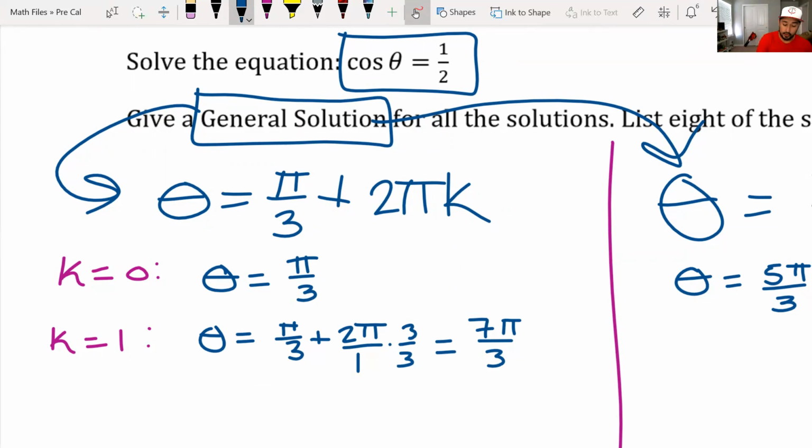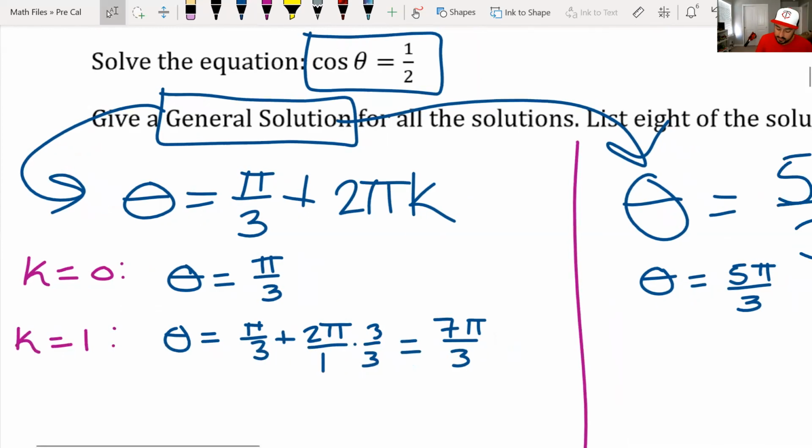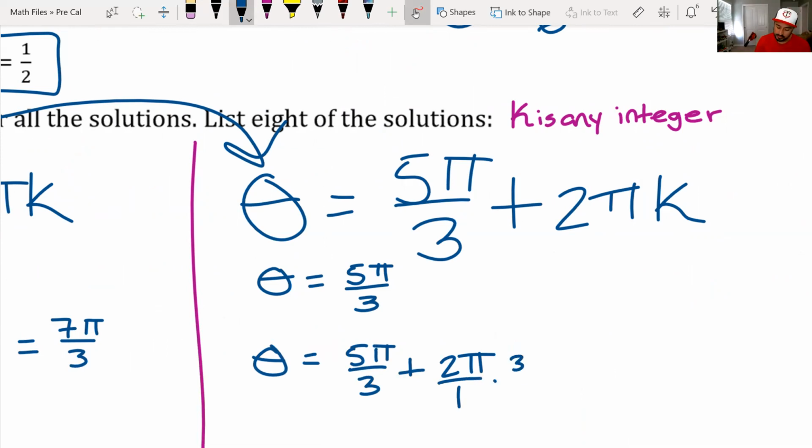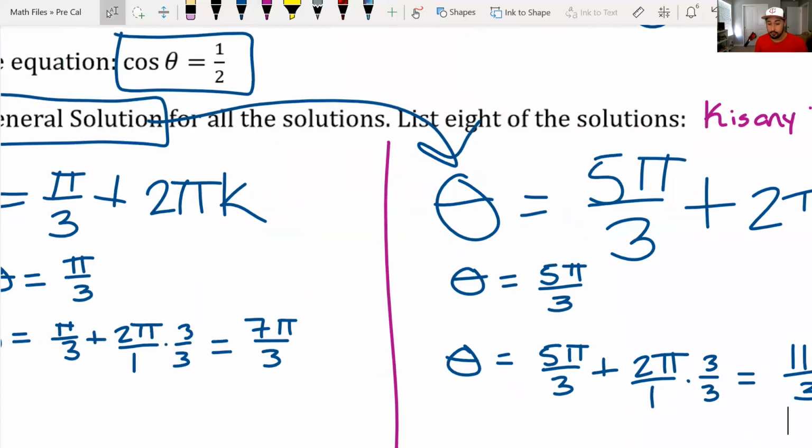There's our third solution, actually, right? And then we do it again. Plug in 1 for k over here, and you'll get theta equals 5 pi over 3 plus 2 pi. Put 2 pi over 1, get a common denominator of 3, and you'll have 5 pi over 3 plus 6 pi over 3. So that's 11 pi over 3. All right, that's 4 solutions, 4 more to go.